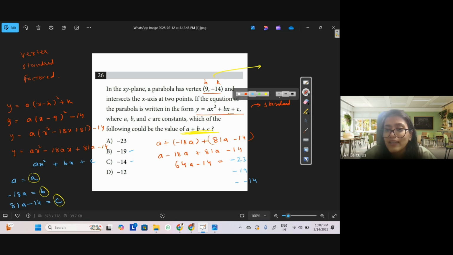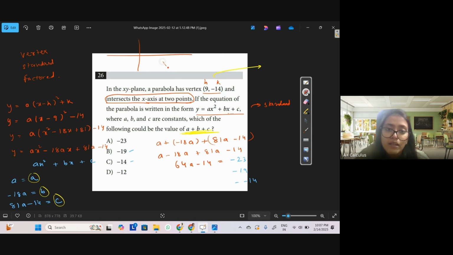So I mentioned at the beginning that they will not give you any information without a reason. And so far we have used all the pieces of information except this, that the parabola intersects the x-axis at 2 points. We have not used this information yet. Now see, this is a very important piece of information. This parabola has vertex 9, negative 14. So 9, negative 14 will be in the fourth quadrant. So the vertex of the parabola is in the fourth quadrant.